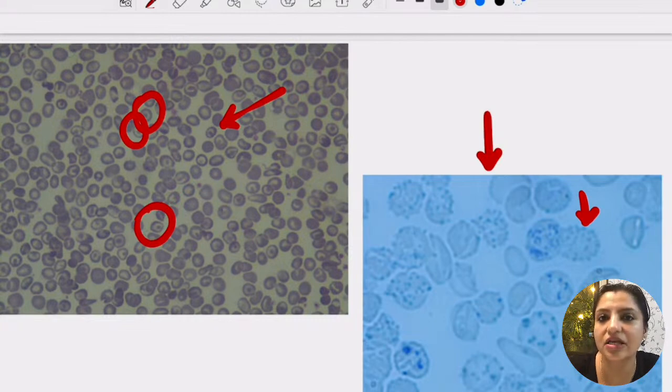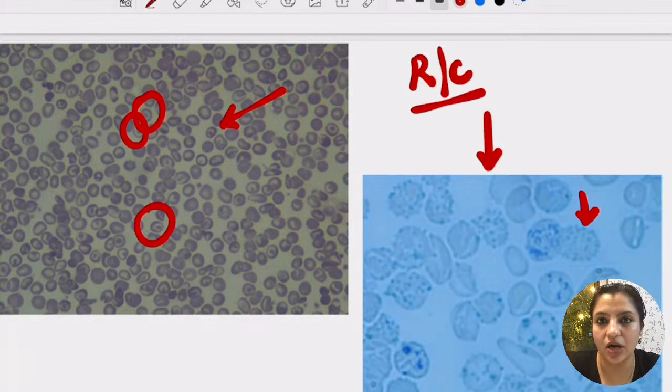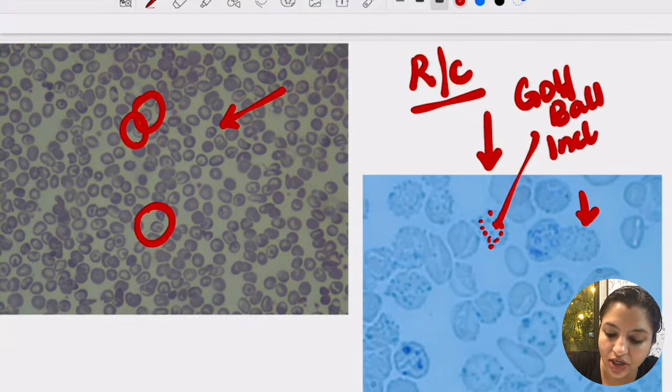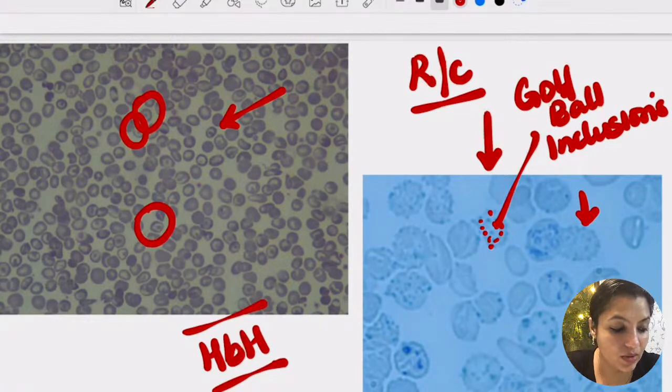Remember, in every case of hemolytic anemia, we should always get a reticulocyte count done, and it is done on supravital stain. So when you do supravital stain here, what are you seeing? You are seeing that there are a lot of inclusions on this RBC. This is what is called golf ball inclusions, which is very, very characteristic of HbH disease.